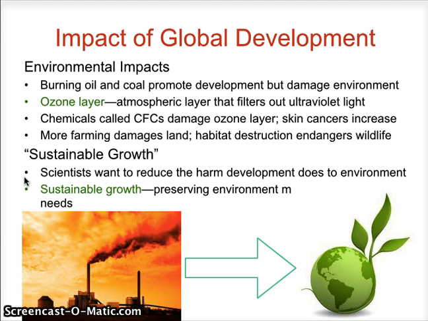Scientists basically want to reduce the harm that humans have been putting on the environment. One example of this is we have a push towards fighting climate change. So as we have been producing more oil, we're starting to see that the Earth is gradually getting warmer and that the weather is getting more chaotic. So sustainable growth is sort of a push to try and stop climate change.